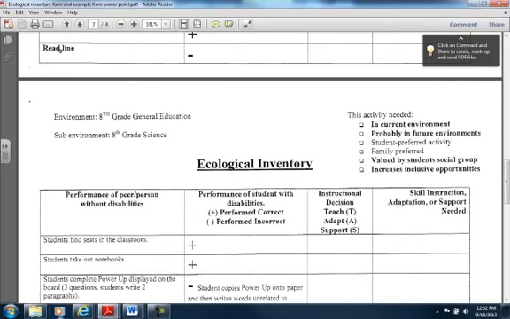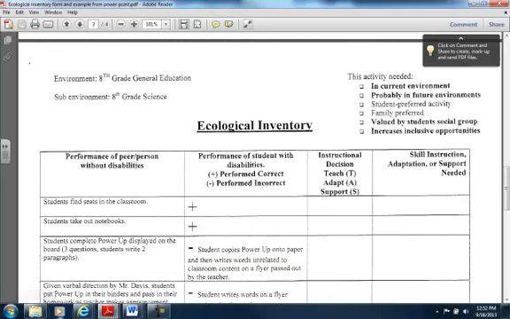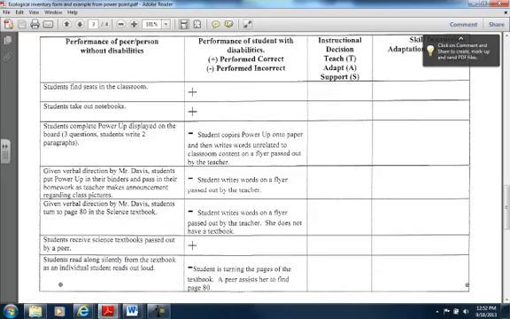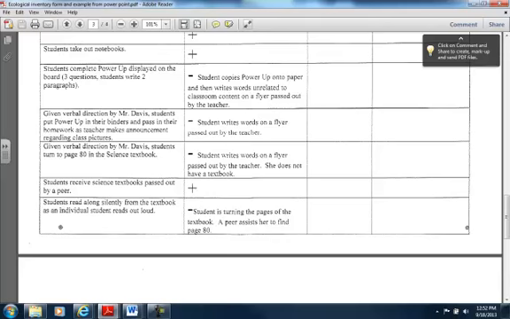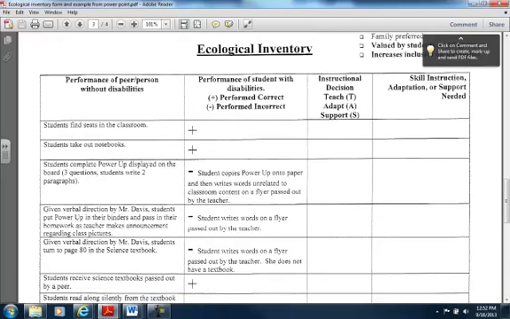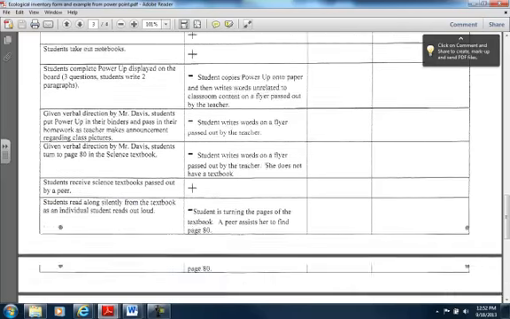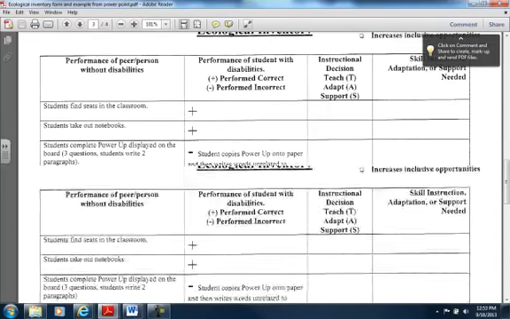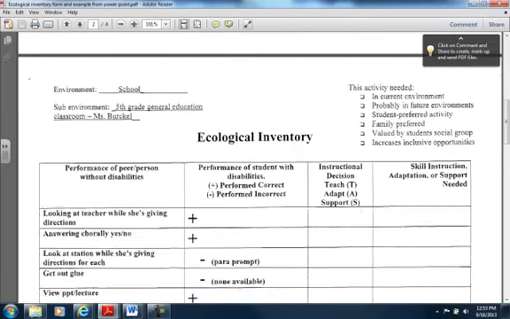Here's another one that's done. This is the 8th grade general education, and their sub-environment was science class. And again, they go through and see what peers without disabilities are doing within that classroom, and then how our student is doing that, and there are some notes there. And again, you have to decide if you're going to teach, adapt, or support, and how you're going to go about doing that. So these are some really good forms to use. I encourage you to use this form.